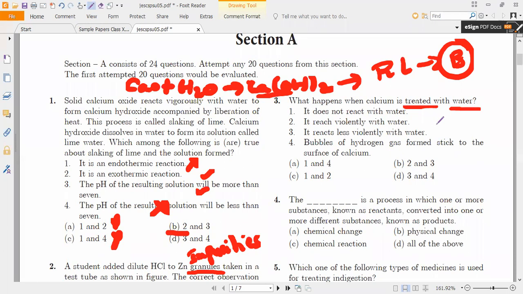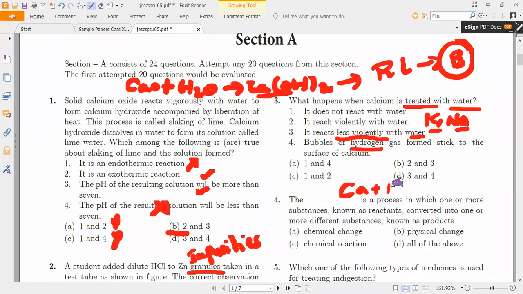Be very careful and think very carefully. It will not react violently. As we have studied, only sodium and potassium will react violently with water. Calcium will react normally with water, less violently, moderately. So options 3 and 4: it reacts less violently with water, and it will form bubbles of hydrogen. Bubbles of hydrogen will float. You should understand that.